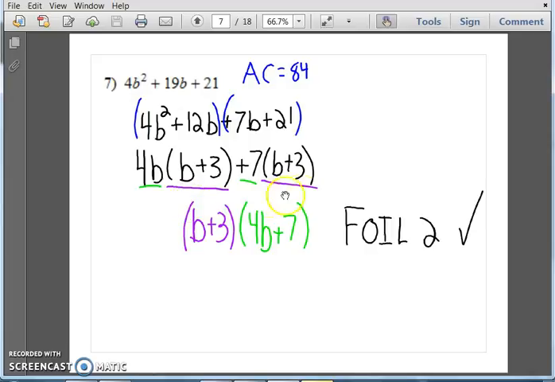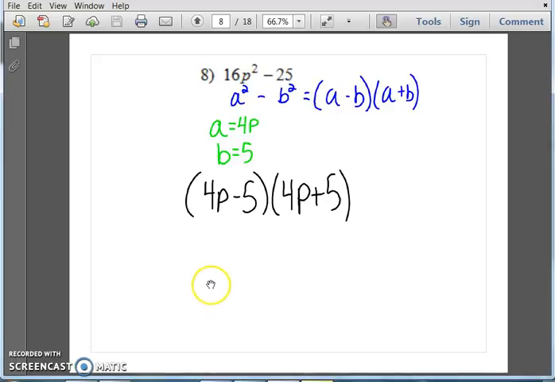Now look, there are two B plus 3's. That gets pulled out. And what am I left with? 4B and a positive 7. Now you could do this also by what's called guess and check. However, this method is guaranteed to work every time. Guess and check might not, and you don't want to waste that much time on this particular exam.